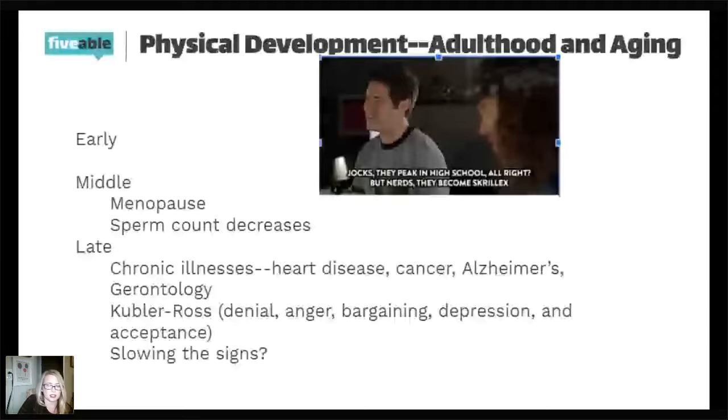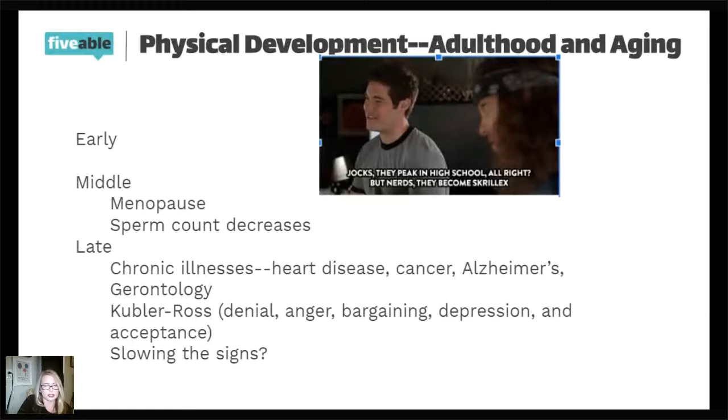In late adulthood, this is when we see chronic illnesses like heart disease, cancer, and Alzheimer's start to happen. Gerontology is a field of medicine and psychology that helps people deal with the aging process. Kubler-Ross, with her 5 stages of grief, also deals with how you process death, your own death or others'. So there's denial, anger, bargaining, depression, and acceptance.